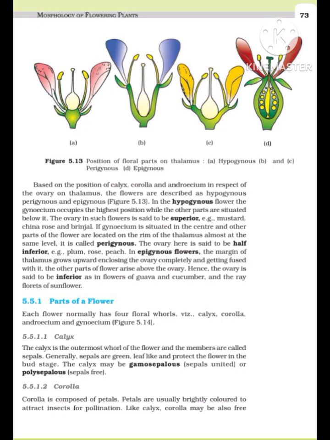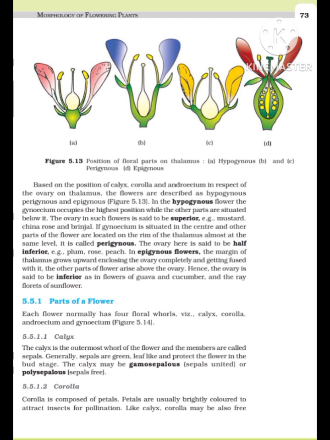Figure 5.13 Position of floral parts on thalamus. A. Hypogynous. B. Perigynous. D. Epigynous, based on the position of calyx, corolla, and androecium in respect of the ovary on thalamus. The flowers are described as hypogynous, perigynous, and epigynous.